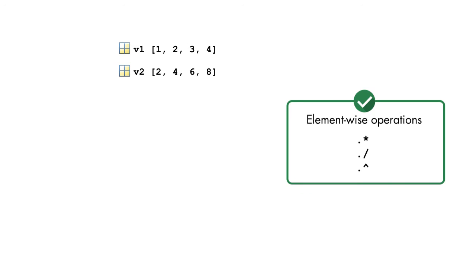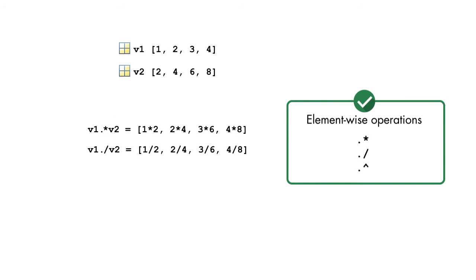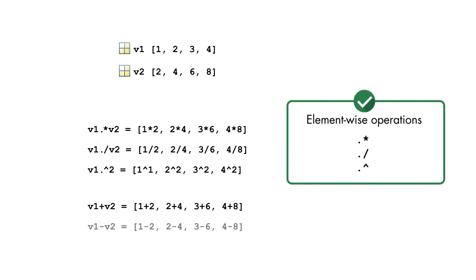Take these two vectors as an example. To multiply the corresponding elements of the vectors v1 and v2, we use the element-wise multiplication operator, dot star. Similarly, we can do element-wise division and exponentiation by adding a dot before the division and power operators. There are no special operators for element-wise addition and subtraction because they are the same for scalars, vectors, and matrices.